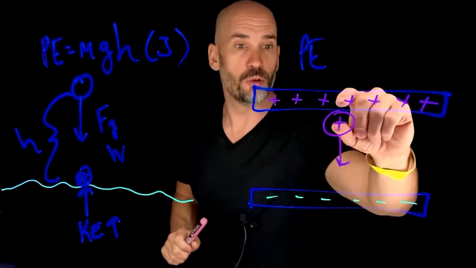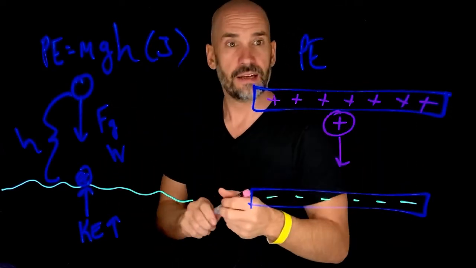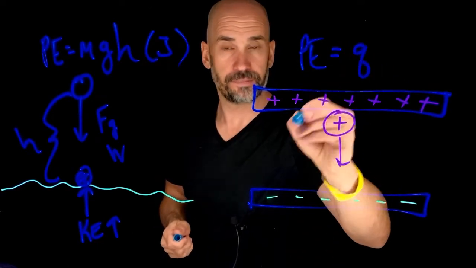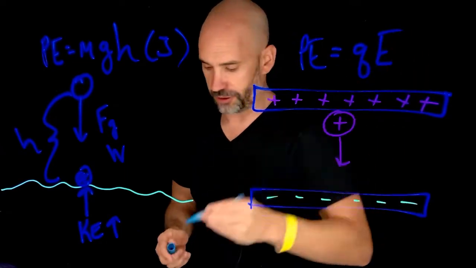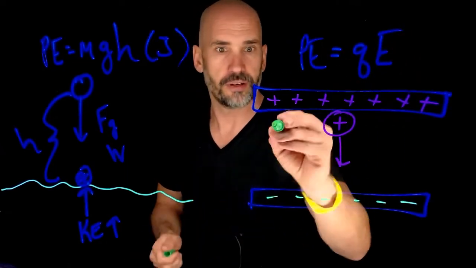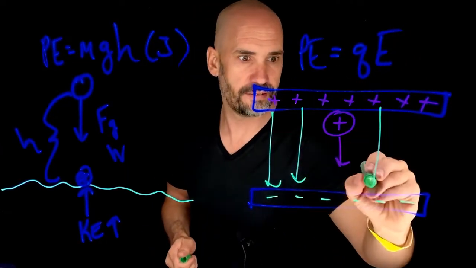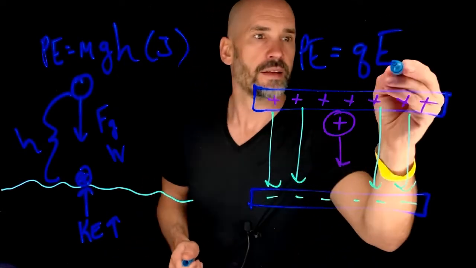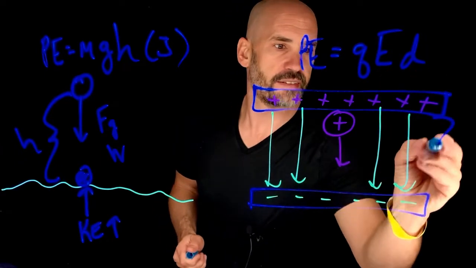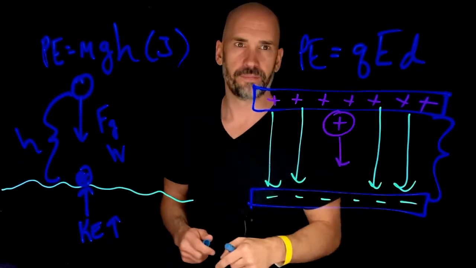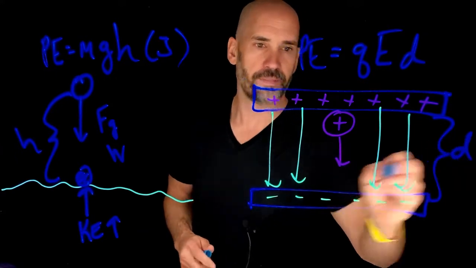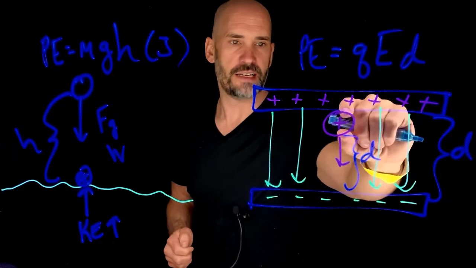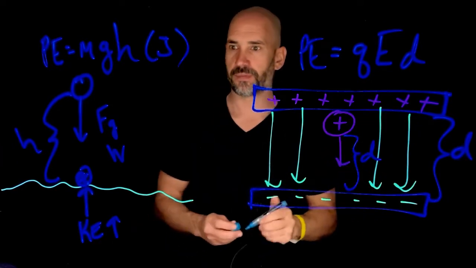So just like if you hold this ball here, it's going to have a potential energy of mgh. It turns out that if you hold this proton here, it is going to have a potential energy of the charge times the strength of the electric field, because remember, there's an electric field here going down, from positive to negative, times the distance that it is away from the other plate, okay? So that's going to be your D. More accurately, how far is the particle from the other plate, okay?